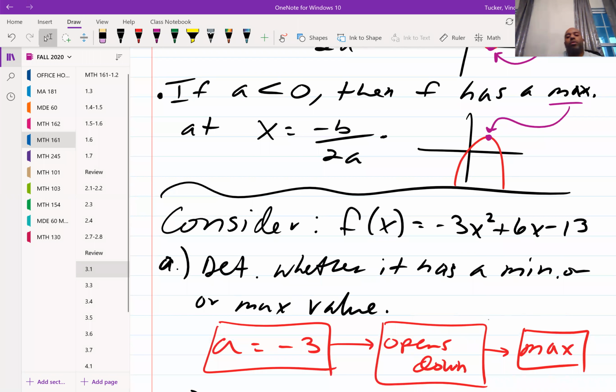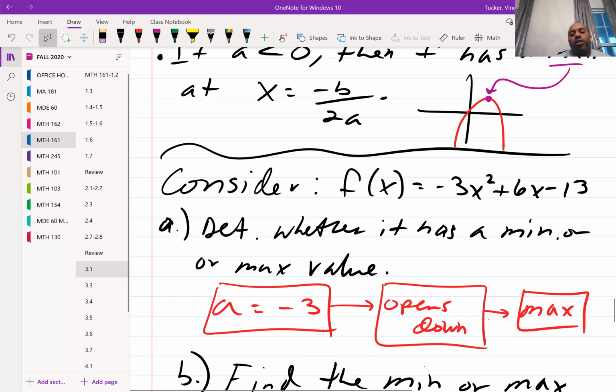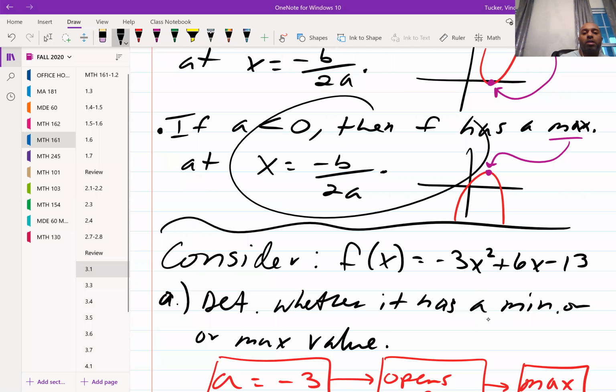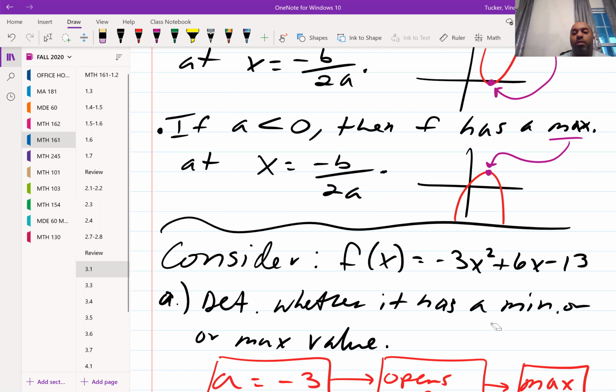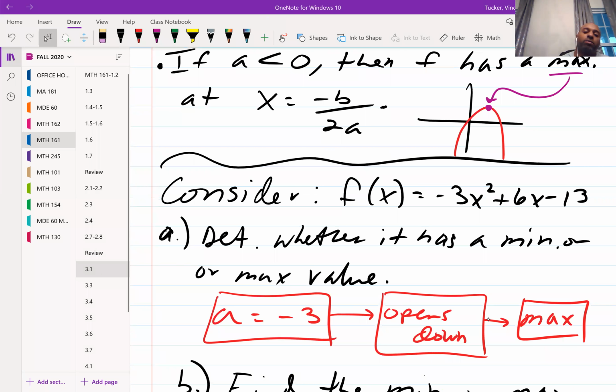Okay, the next one: consider f of x equal to negative 3x squared plus 6x minus 13. Determine whether it has a minimum or a maximum value. Let's see, does it ask me anything? Oh, find it. So a is equal to negative 3, that's our a, so it opens down. Remember what we said here: if a is less than 0, in other words negative, we're going to have a maximum because it opens down. So a is equal to negative 3, it opens down, so we have a maximum, not a minimum.